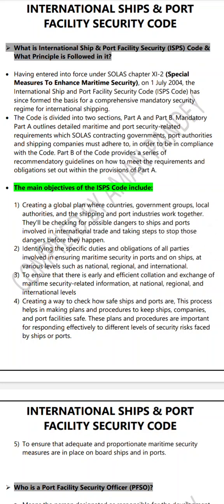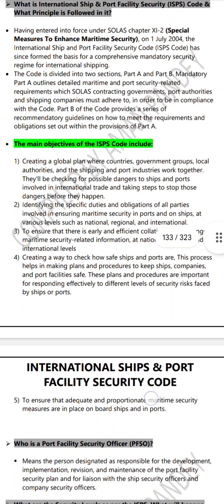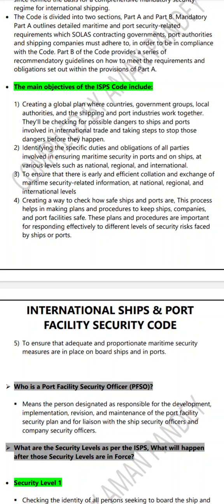Part B of the code comprises a series of recommended guidelines on how to meet these requirements. Part A is mandatory, Part B is recommended. Creating a global maritime framework: checking for possible dangers to ships and ports, identifying the duties and obligations of all parties involved in ensuring maritime security in ports and on ships at various levels such as national, regional, and international, and ensuring early and efficient collation and exchange of maritime security related information at national, regional, and international levels.